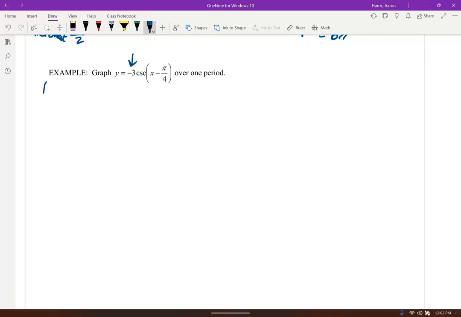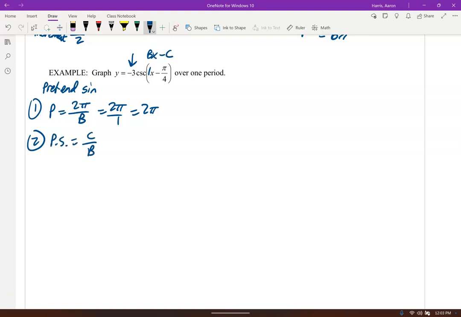So again, pretend it's the sine function for a minute. And so your period would be 2 pi over b. b is the number in front of x there. So we got 2 pi over 1. So our period is 2 pi. Our phase shift, x minus c, is c over b. So we got pi fourths. There's our phase shift, minus c, so minus pi fourths all over that b, which is 1. So pi fourths over 1 is pi fourths. So we'll start at pi fourths on this.